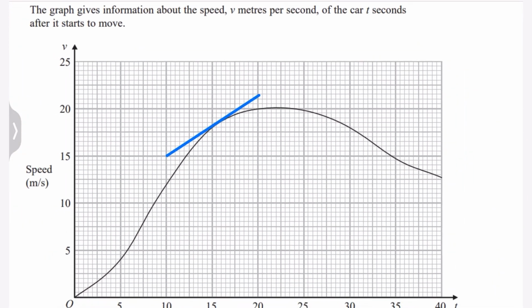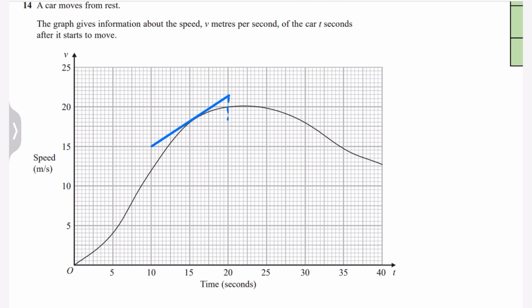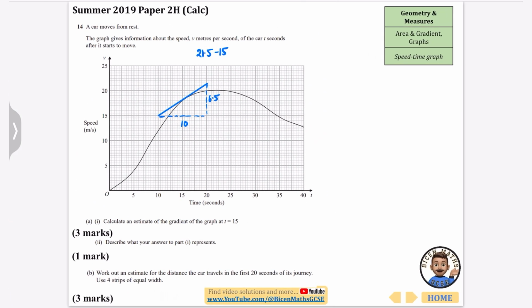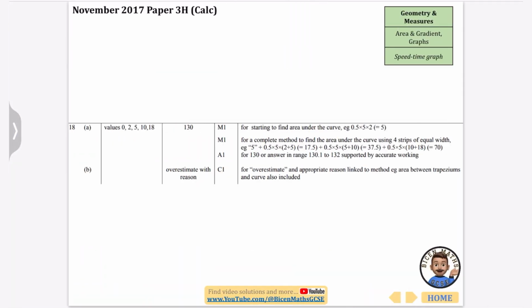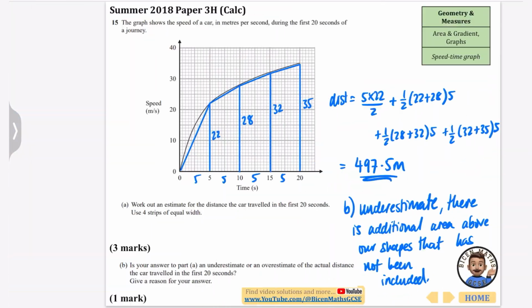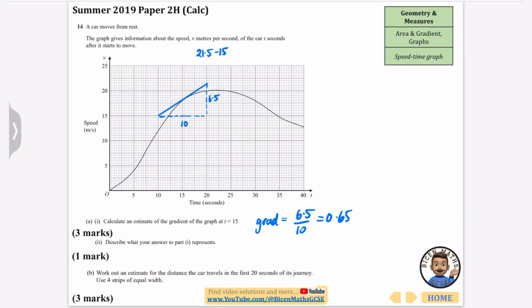And I'm now going to just work out what these side parts are of this triangle. So if I imagine a side part here and a side part here, well, along the bottom it's nice and easy, it's just 10. Along the side it's going from 15 to, what's that, 21.5. So if I do 21.5 take away 15, that is a 6.5. So for the estimate of the gradient, I'm going to say that the gradient is going to be 6.5 divided by 10, which is 0.65. And it says, what does it represent? Well, if you remember on this page here, we said that the gradient represents the acceleration. So we can just write down here that the gradient represents the acceleration.